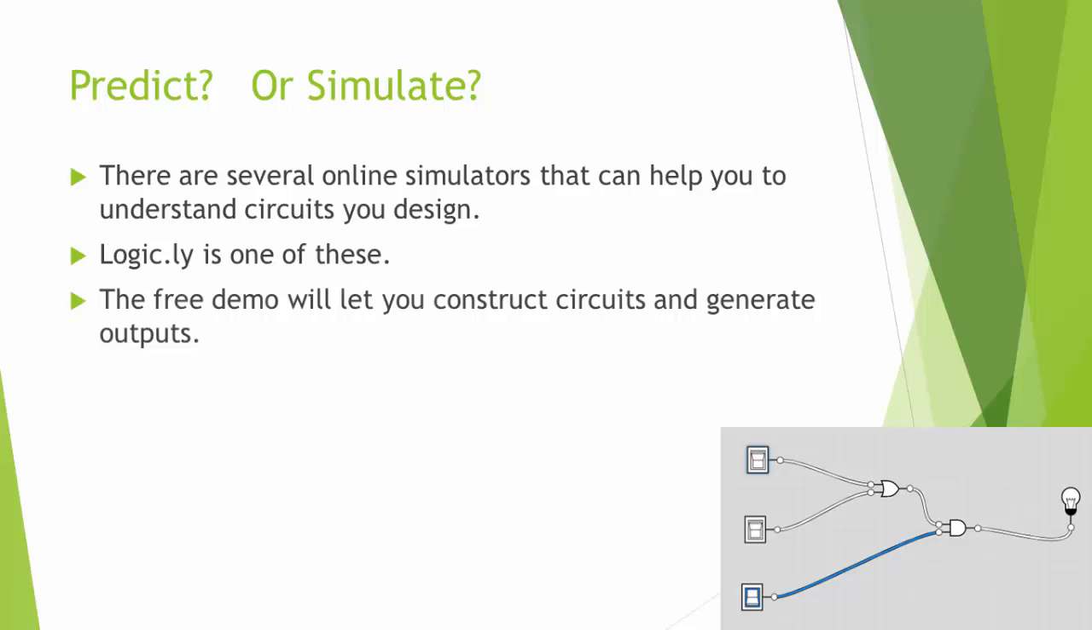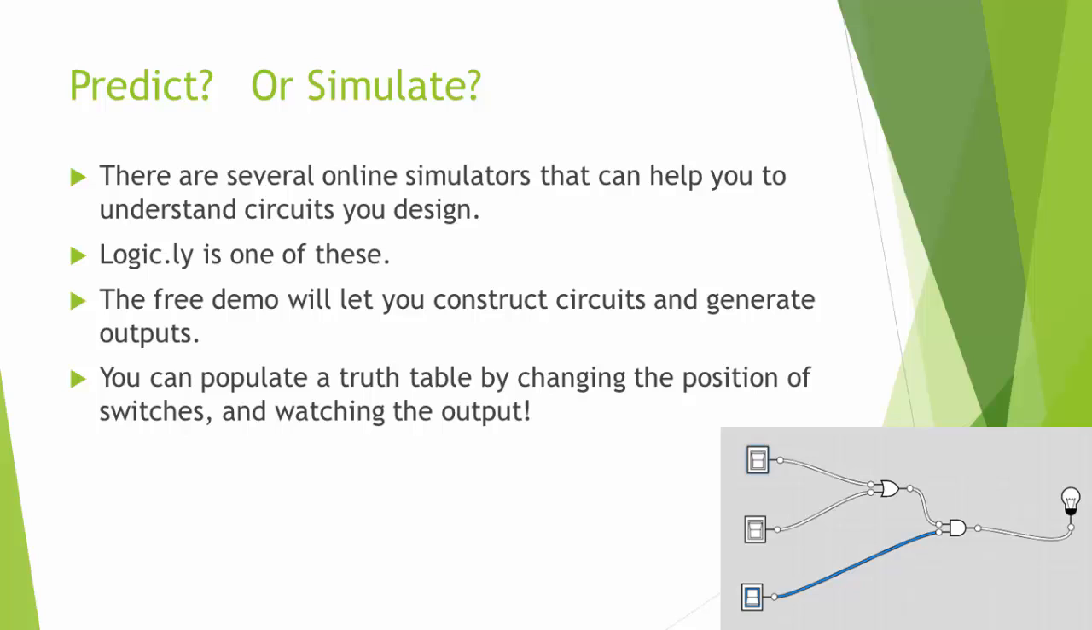And logic.ly is pretty cool. It's a free demo and lets you construct circuits and generate the outputs. So you can populate that truth table just by changing the positions of these switches. When you hit one that actually has an output of high, the light bulb turns on. So this is a pretty fun way to verify your capacity to build circuits and also verify that your truth table is correct based on your predictions.